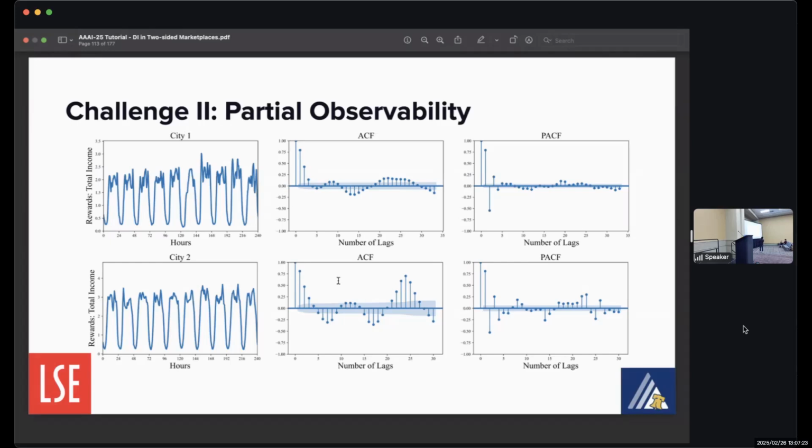From these plots, it tells us that the data doesn't come from a simple autoregressive process. For instance, at a lag of 20 or 30, the PACF value remains significant. And because of that, the data mustn't come from a simple autoregressive process. And because of that, the Markov assumption is likely to be violated based on this data set. So that's our second challenge on partial observability.